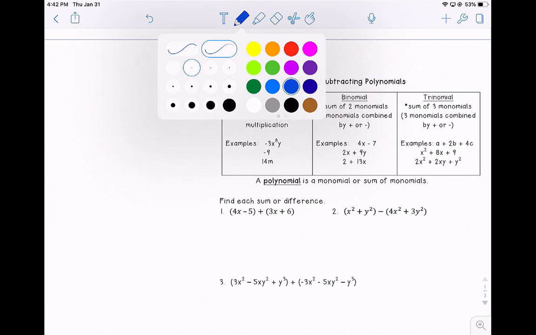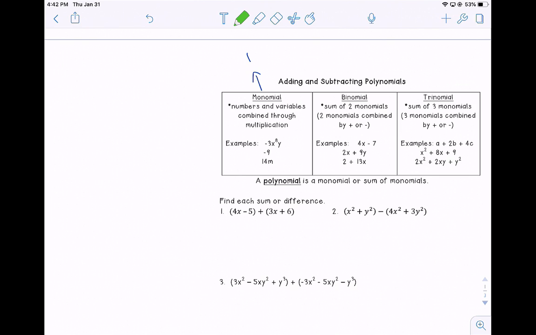Binomial means two pieces, like a bicycle has two wheels. So binomial means two pieces being combined by addition or subtraction. So two pieces. So we have 4x minus 7. So this is a monomial minus another monomial, which makes a binomial. So there are a couple more examples of that.